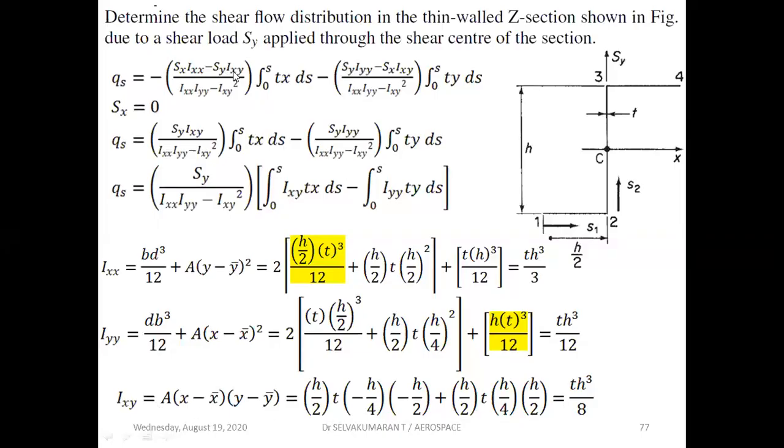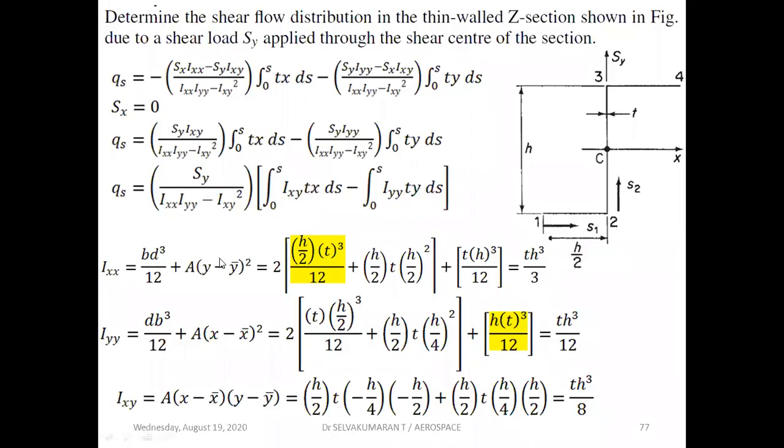Now this is the shear flow expression. In this problem, Sy alone is given, with no information about Sx. So you can blindly assume Sx to be 0. Substitute Sx as 0 in this expression, and I get this term. So this is the expression for the given Z section.